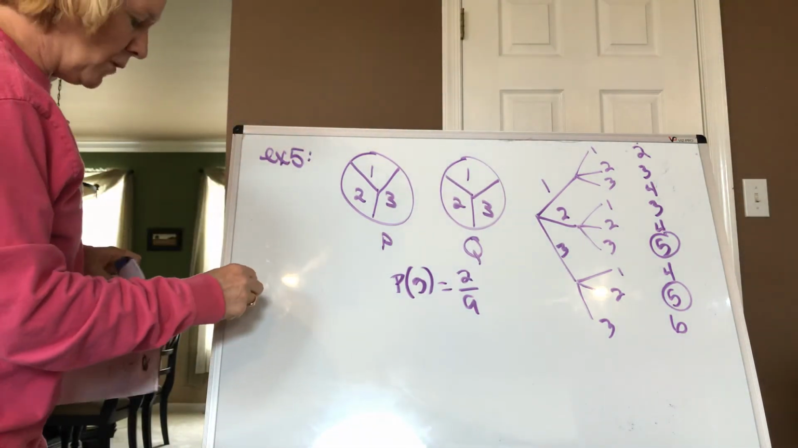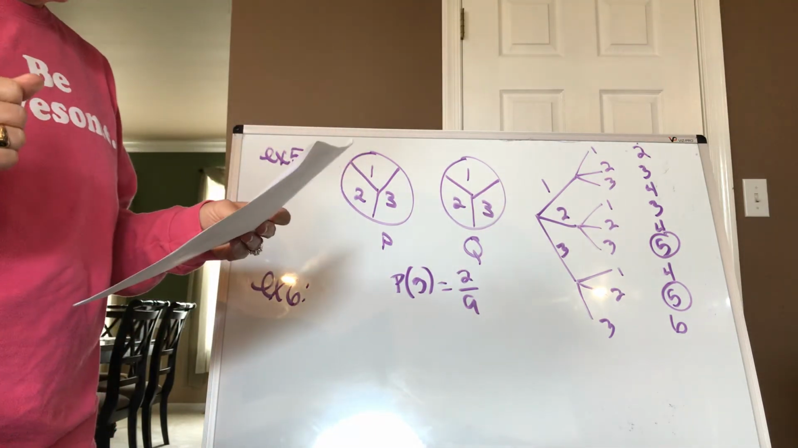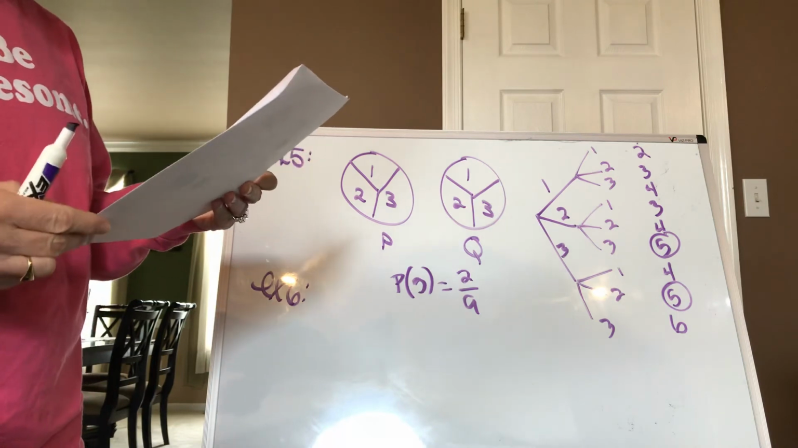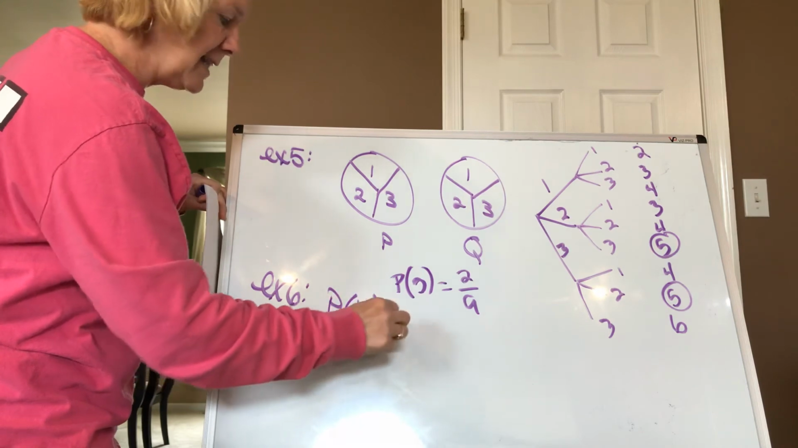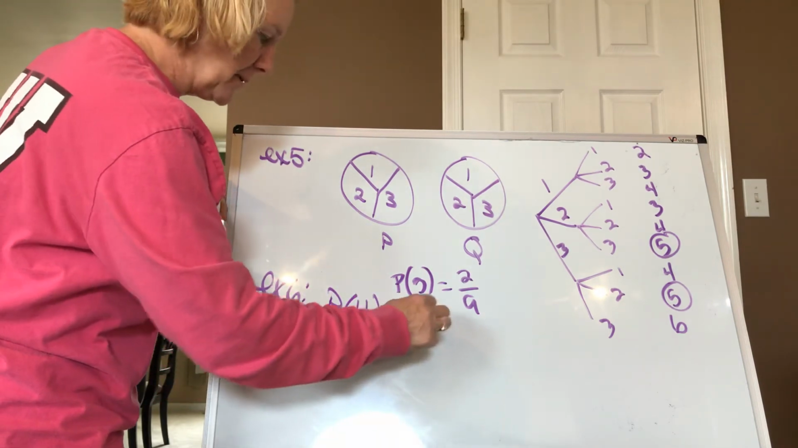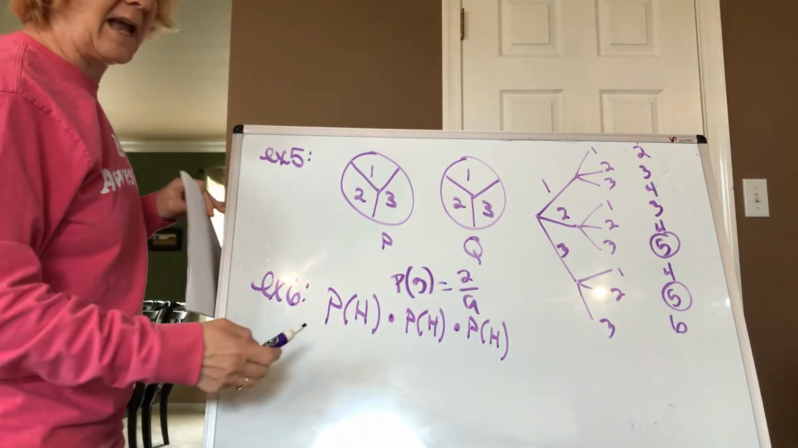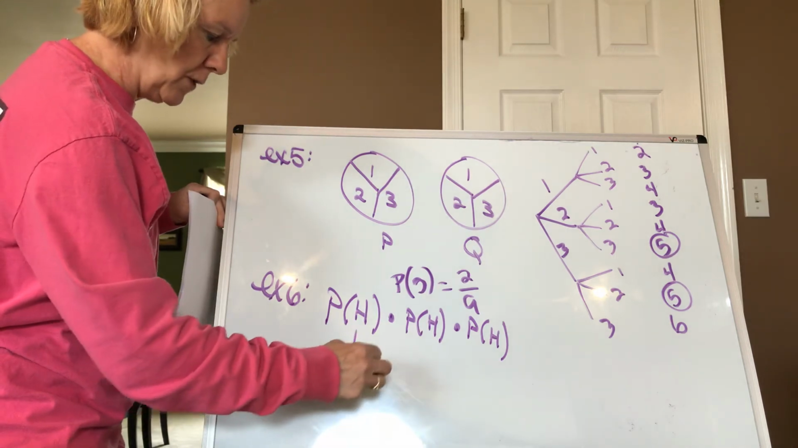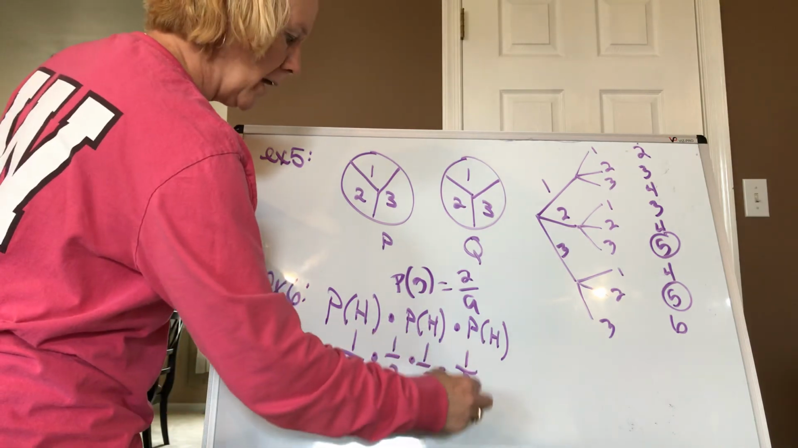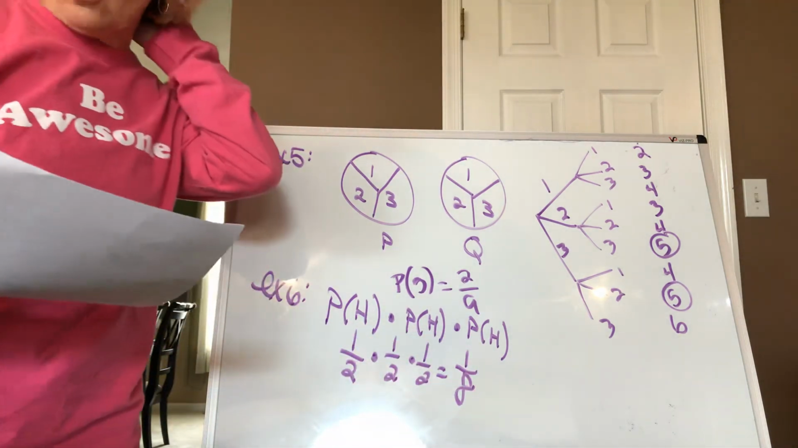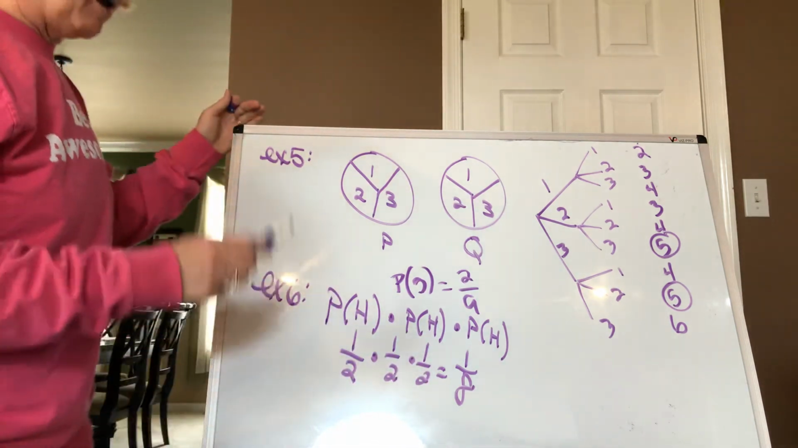Okay, last example. Example 6. It says, you toss 3 quarters at the same time. What is the probability that all quarters will land on heads? Well, we're going to have probability of heads times, we always multiply. Probability of heads, and there are 3 of them, times probability of heads. Well, the probability of getting heads on a coin is 1 out of 2, times 1 out of 2, times 1 out of 2, multiply straight across, 1/8. So the probability that they will all land on heads is 1/8.